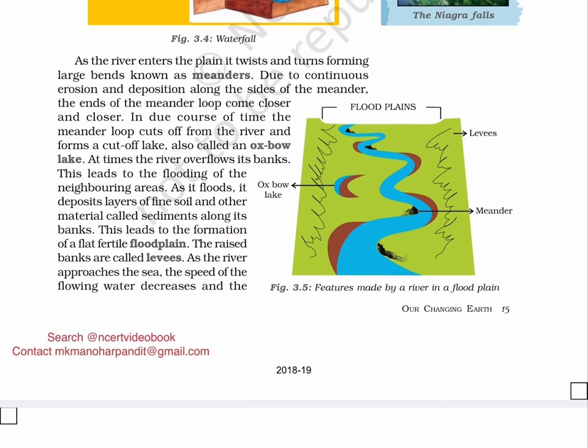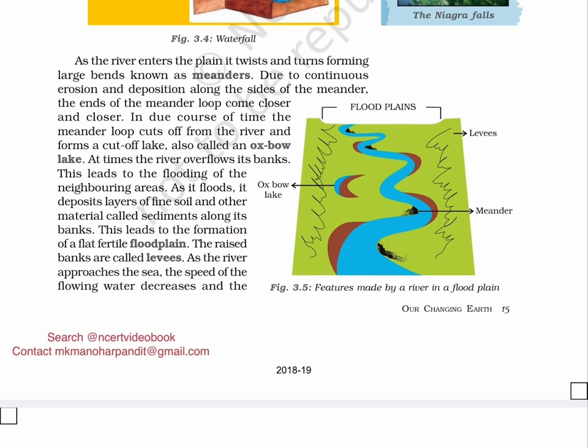At times, the river overflows its banks. This leads to the flooding of the neighboring areas. As it floods, it deposits layers of fine soil and other material called sediments along its banks. This leads to the formation of a flat, fertile flood plain. The raised banks are called levees. On the right side of this text, we see a picture of features made by a river in a floodplain. We can see Oxbow Lake, we can see meander and levees, besides floodplains.